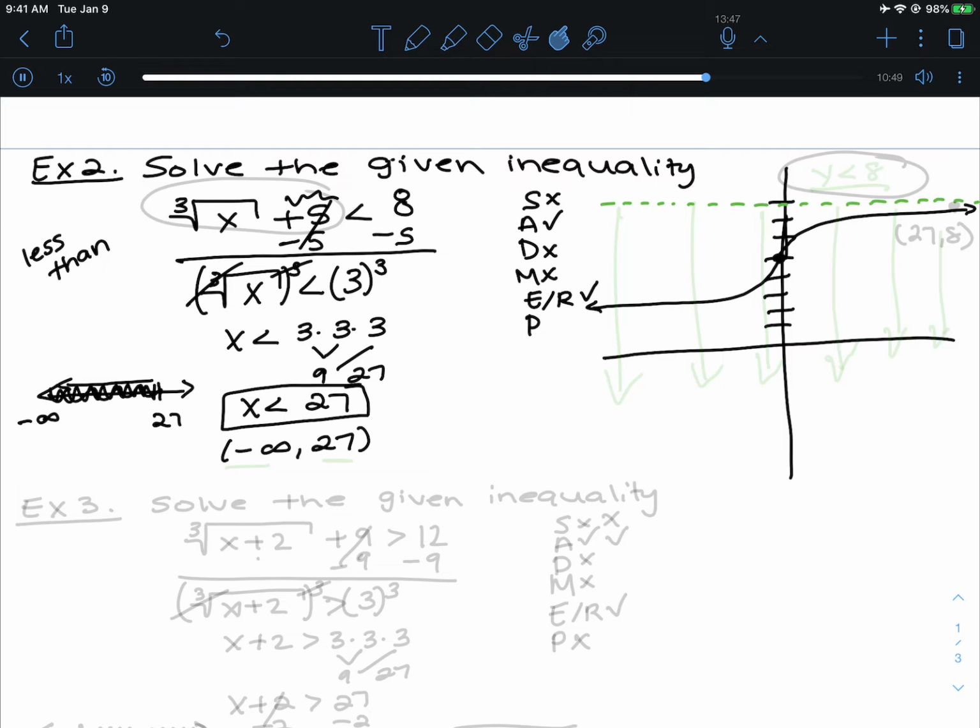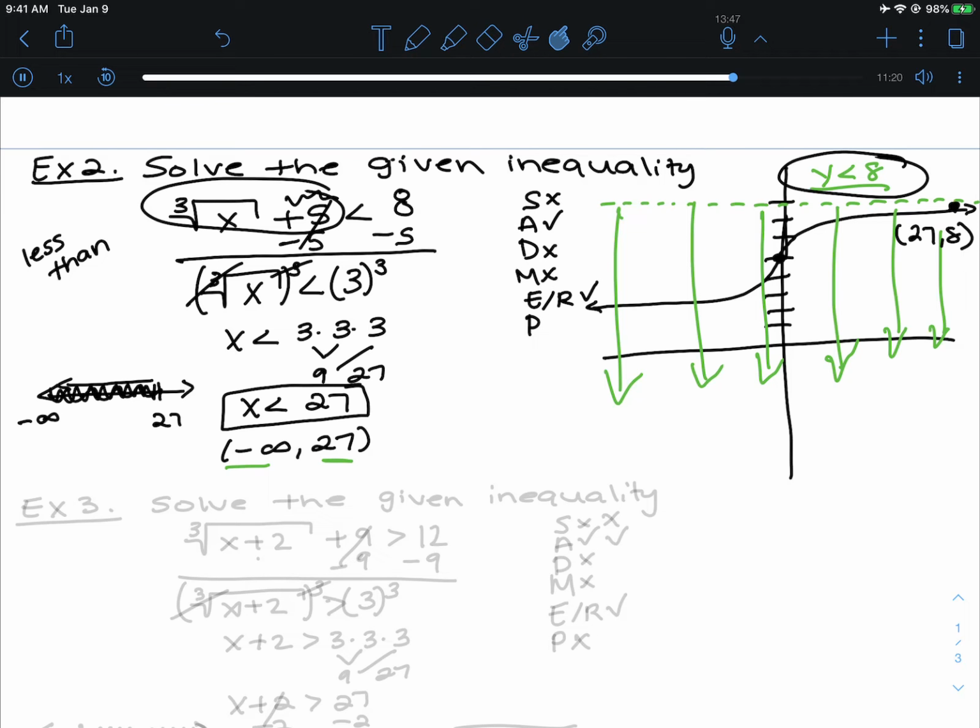And that one right there would be y is less than 8, right? Which means if it's less than, I want all the values going downwards. So I want anything from negative infinity all the way up to 27, because the point of intersection between this function and the actual cube root function is going to be somewhere over here, which would be 27, 8. If we were to graph this plus this right here, then you would see the graph that I'm giving you right here on the side.